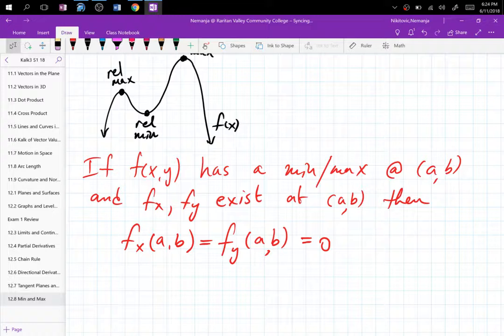Now, you are used to saying set the derivative equal to 0 to find critical points. Well, actually, we will see later it actually comes out from the calculation. All right, great.